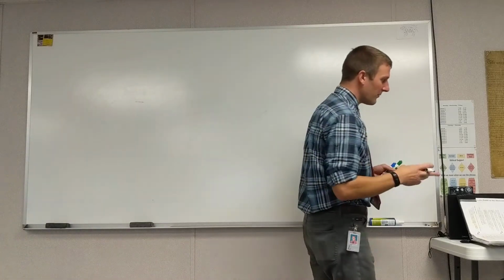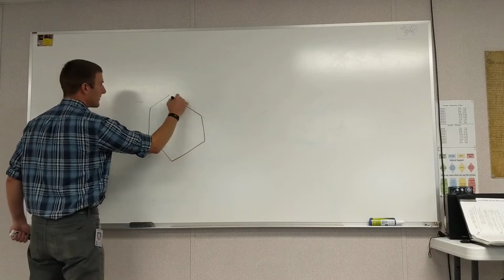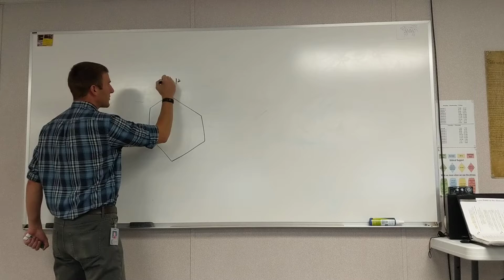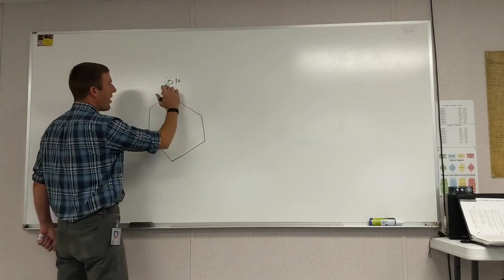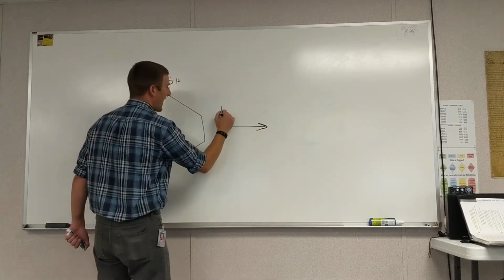All right. So, hydroxyl cyclohexane. There's my cyclohexane. Hydroxyl means on it I've got an OH group somewhere. So I could also call this cyclohexanol. Cyclohexanol. And I said I was reacting it with sulfuric acid.